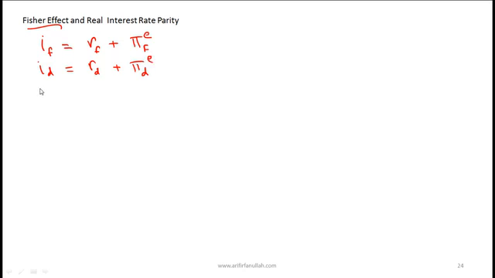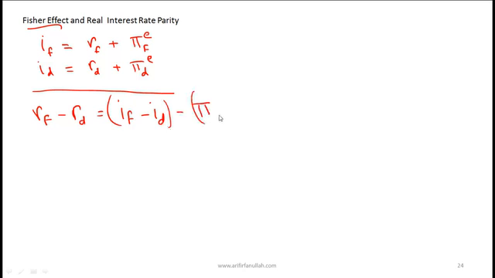Now, using some basic algebra, we can derive the following. We can come up with RF minus RD, so the real interest rate differential, is equal to the nominal interest rate differential minus the inflation rate differential. This is actually the expected inflation rate. So basic algebra, if you need to see the intermediate steps, you can look at the curriculum. But now we have this relationship.